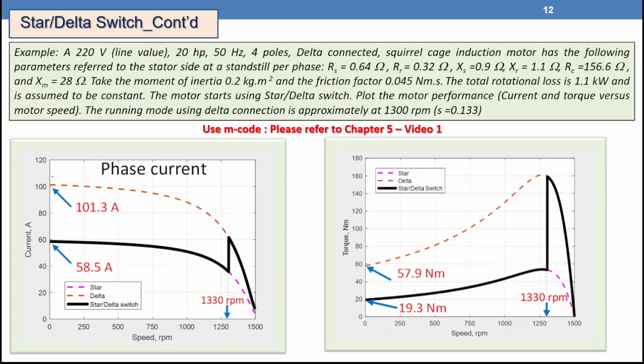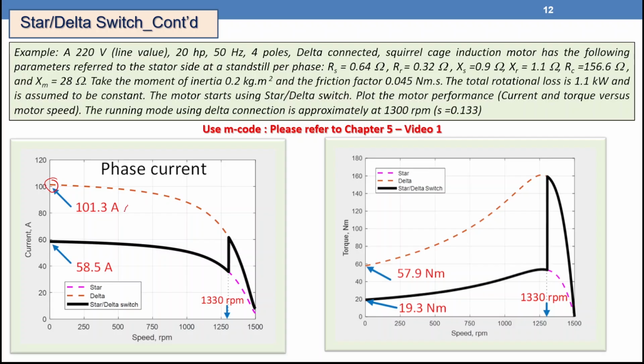So the starting phase current value will be 101.3. If we start the motor as a star connection, the current will be 58.5. So use your calculator and check 100.3 over 58.5. You find this value is root 3. So you drop the current by root 3 because that one is phase current.